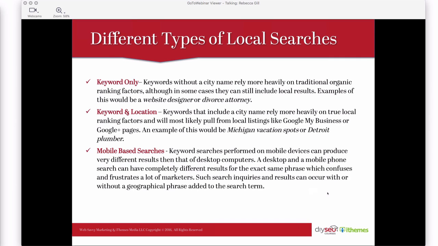So in some instances, you'll see just local results for a phrase, even if you don't put any location. In some instances, you're going to see national, and some that you're going to see a mix of both local and national. This does make the keyword planning and mapping process a little bit different. It puts a little bit more complexity to it, and it's something that you just need to be aware of.